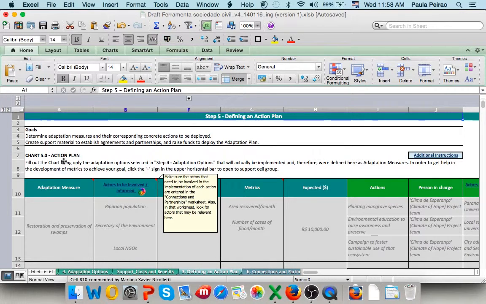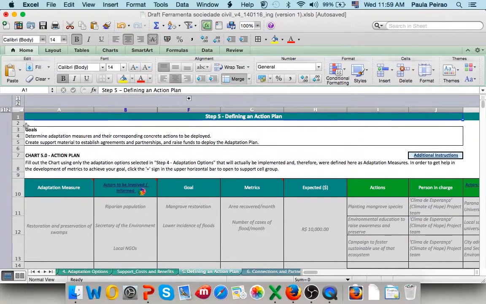Step 5. Defining the action plan. Once the adaptation measures are selected, we need to think about the sequence of actions that will be required for the implementation, as well as possible partnerships and sources of funding to assist in the process. All this is part of the action plan, which is the matter in Step 5. Table 5.0 suggests an action plan structure to be followed.